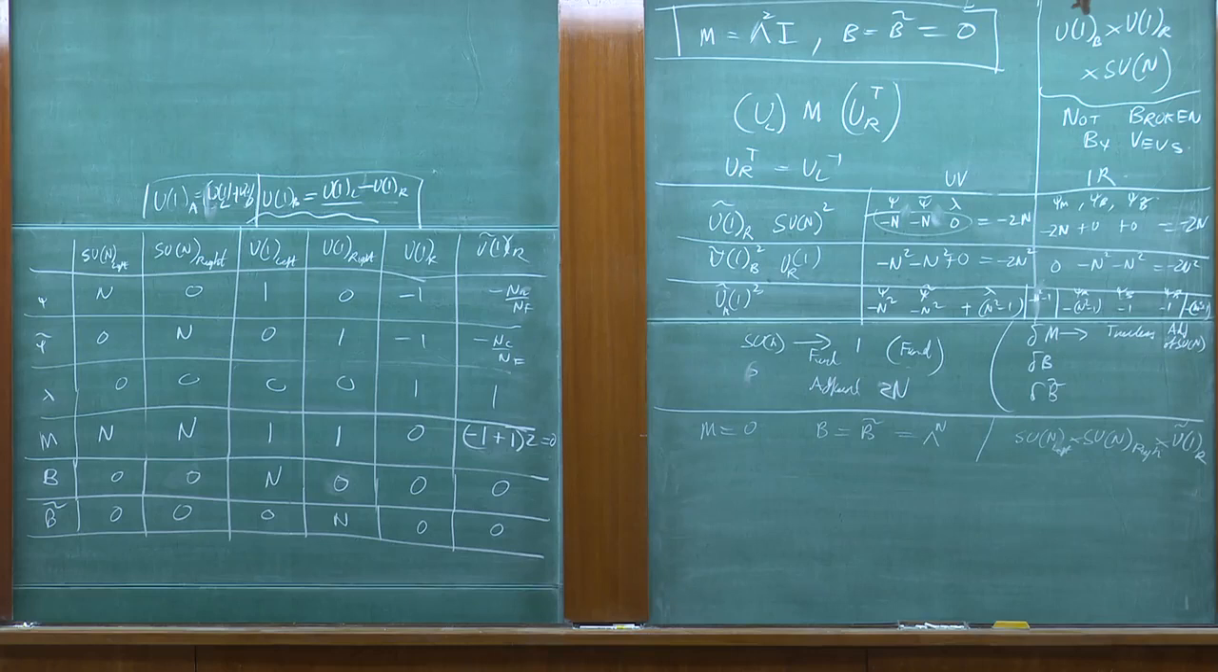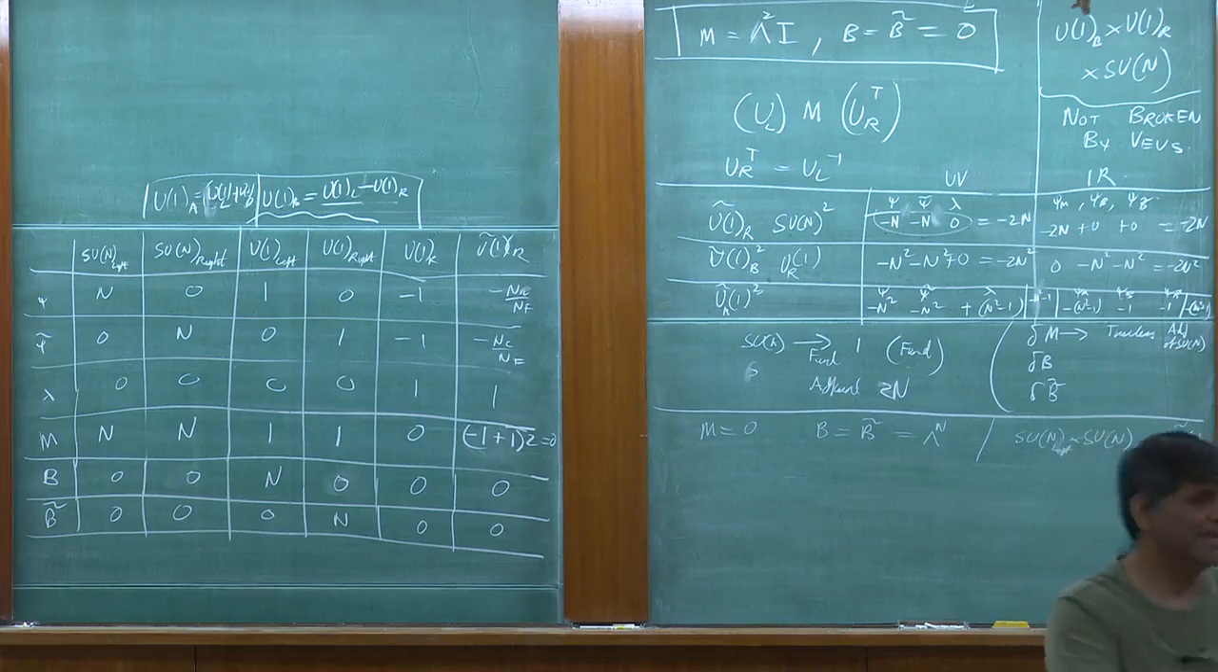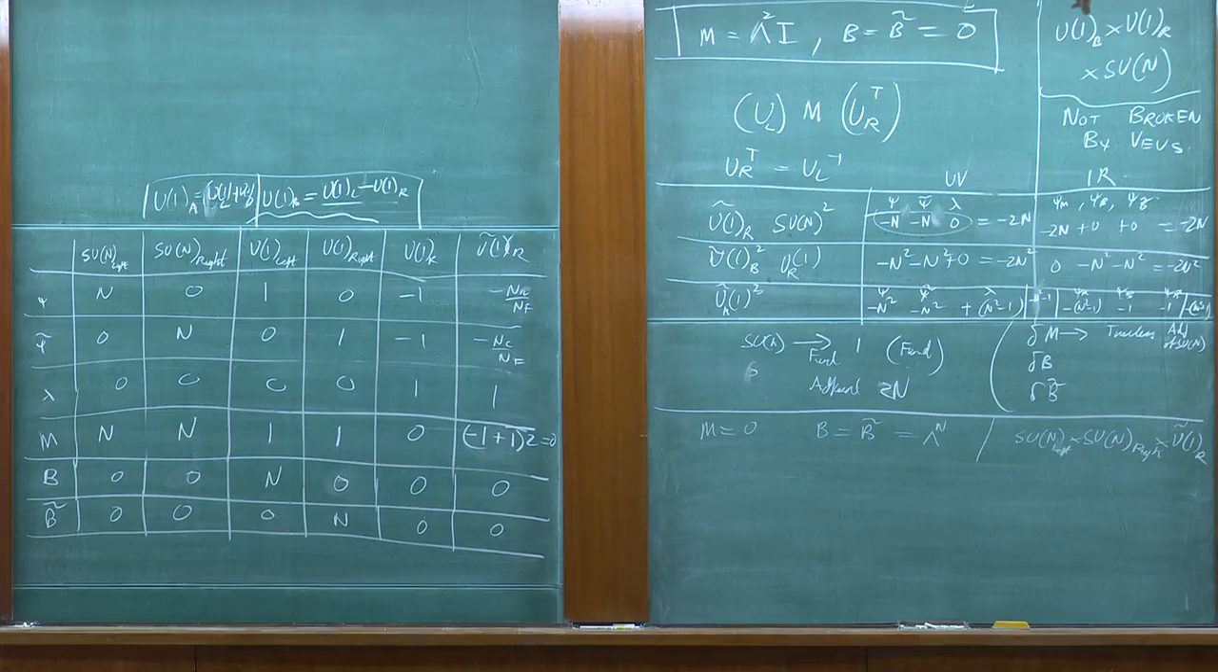Exactly. Psi and psi tilde have identical properties under everything else that was preserved, but had opposite U1 baryon charges. So the contribution of psi and the contribution of psi tilde will just cancel out. Similarly, in the IR, B and B tilde were identical in every other way, but they had opposite U1 baryon charge. So their contributions will cancel out.